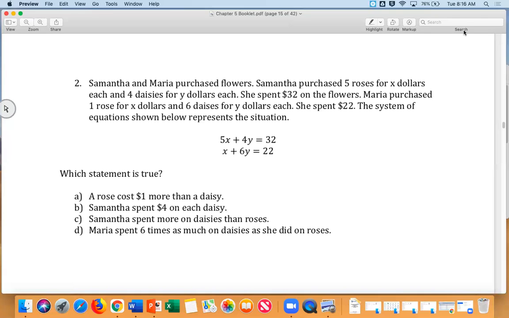Well, let's see. Because it's talking about dollars, right? Yes. So dollars could be like the decimal, right? So that does make sense.